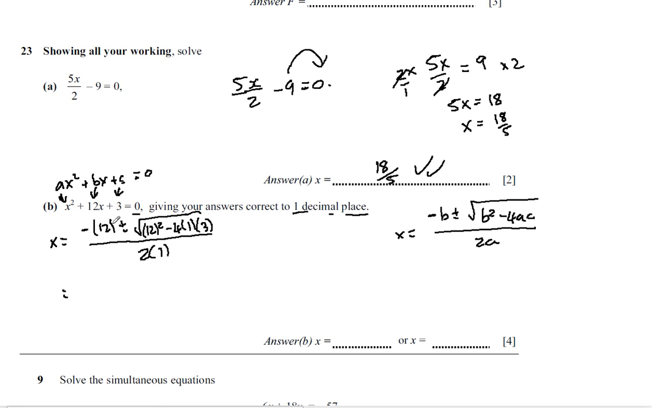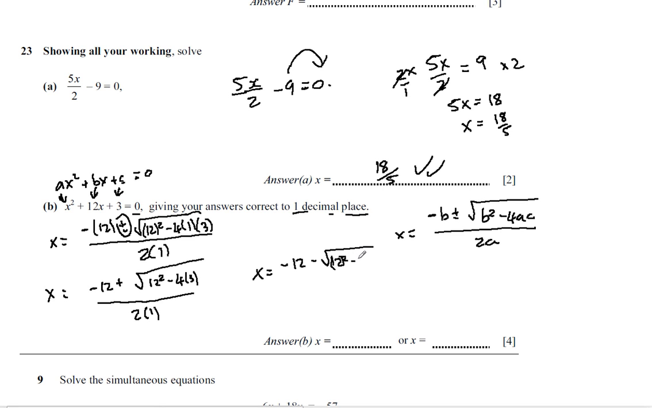So we're going to get two answers because of the plus and the minus over here. So negative 12 plus the square root of 12 squared minus 4 times 3 over 2 times 1. And the other value of x is going to be negative 12 minus the square root of 12 squared in brackets minus 4 times 3 times 1, all over 2.